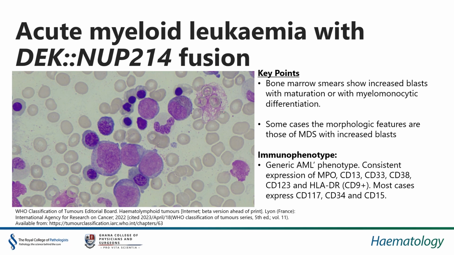So if we look at the immunophenotyping of these cells, they have a sort of generic AML phenotype, and that means that they're usually positive for CD13, CD33, CD34, CD38, CD117, CD123, HLA-DR, and myeloperoxidase. Now CD7, CD9, CD15, CD64, and TdT can be variably expressed, and CD34 may also be negative.